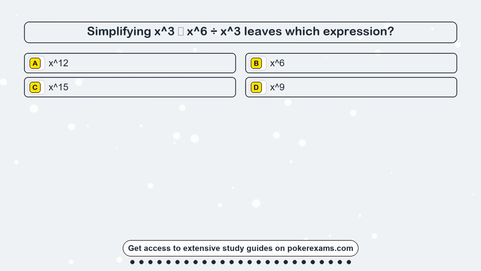Question 6. Simplifying x^3 times x^6 divided by x^3 leaves which expression? Option A x^12. Option B x^6. Option C x^15. Option D x^9.